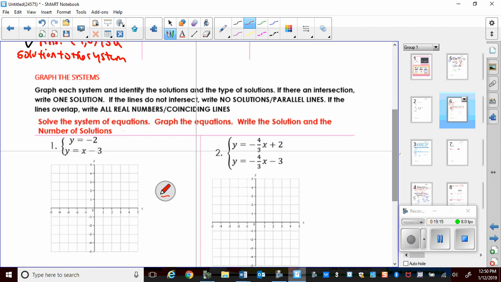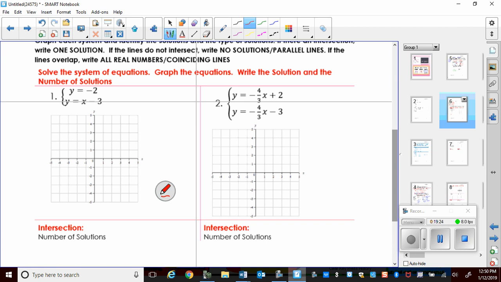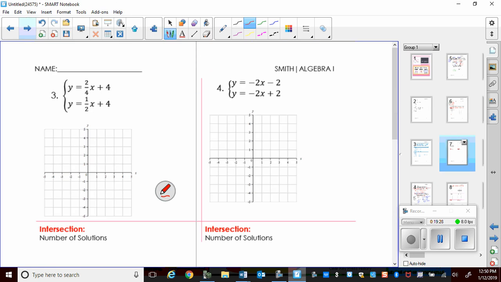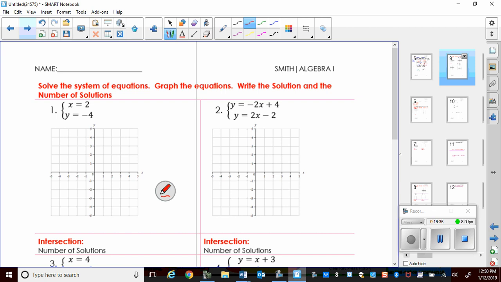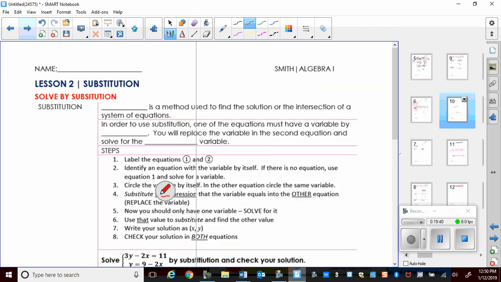Numbers 1 and 2, you're graphing the equations, identifying the solutions, and writing the number of solutions. All right, on the back, same thing. In the next class, you should be completing the homework for this lesson, and then you'll turn it in to me when we do lesson 2, substitution.